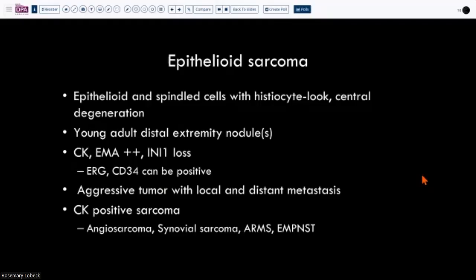So at this point, I also want to quickly mention some CK-positive sarcomas. Epithelioid angiosarcoma is a big culprit. Synovial sarcomas, obviously you know. Alveolar rhabdomyosarcomas can sometimes be positive for keratin. Epithelioid MPNSTs, and also desmoplastic small round cell tumor can be keratin positive, right?